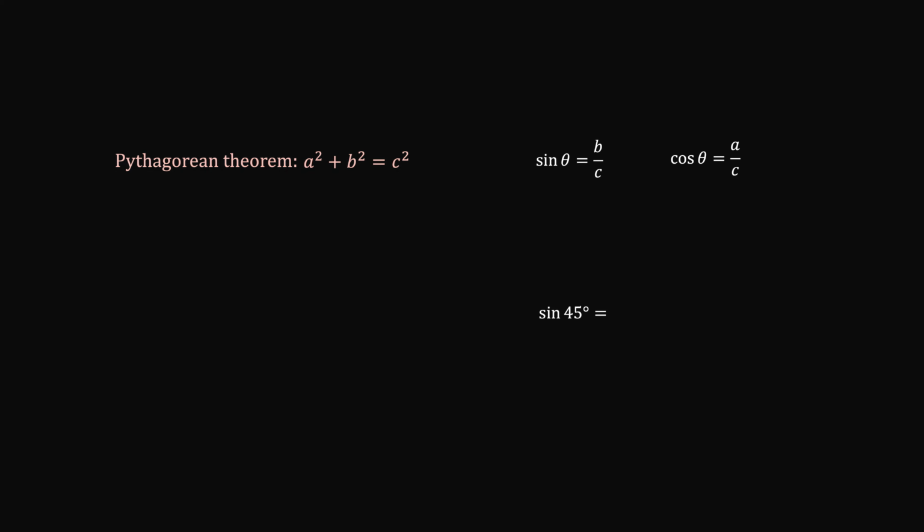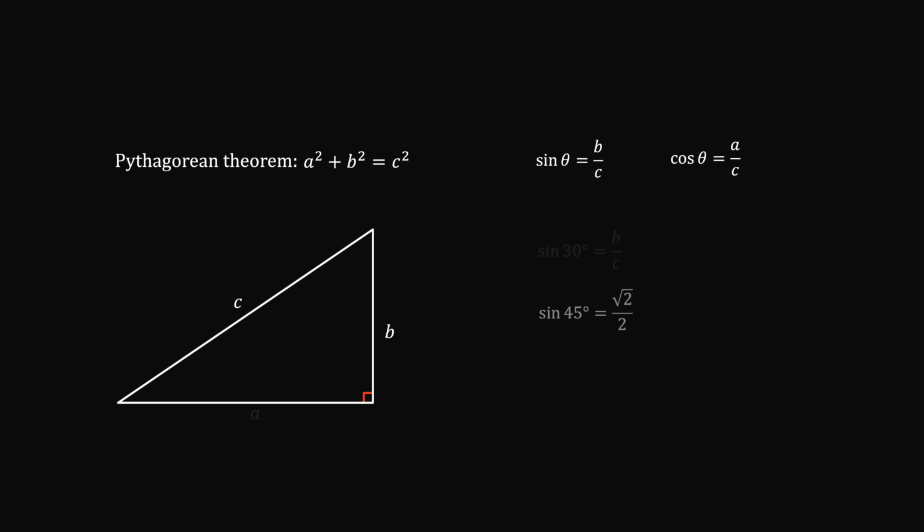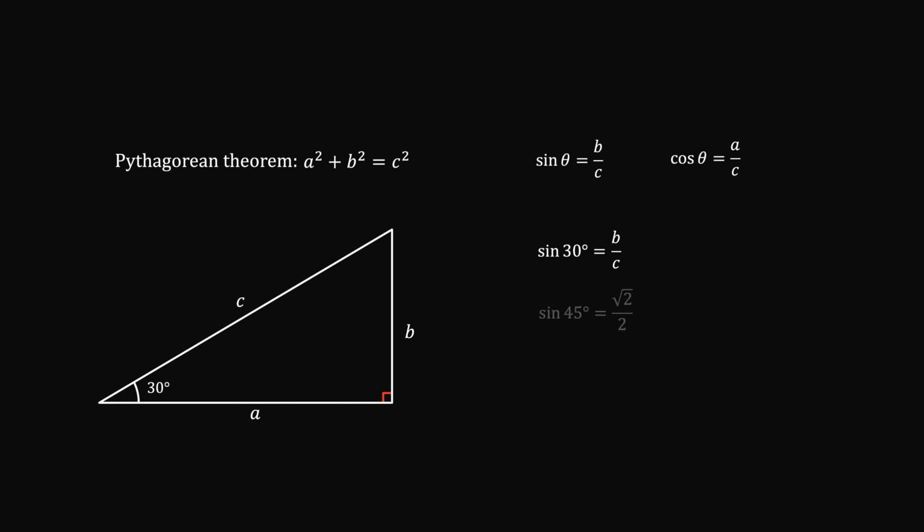The easiest one is a 45-degree right triangle. So both angles are 45 degrees, which means the two sides have equal length. Then, Pythagorean theorem can be rewritten as 2 times b squared equals c squared. Hence, the ratio of b over c is square root of 2 over 2. That is sine 45. The next special angle is 30 degrees.